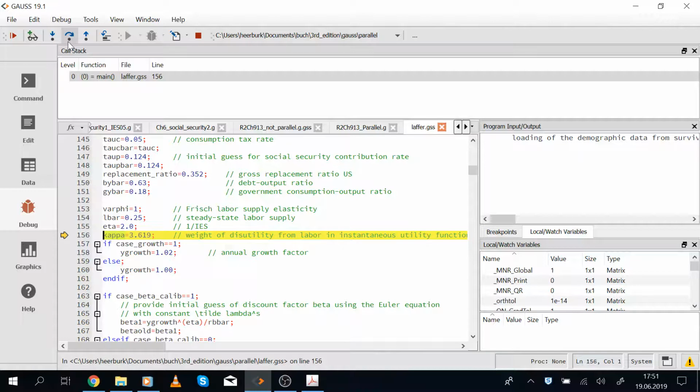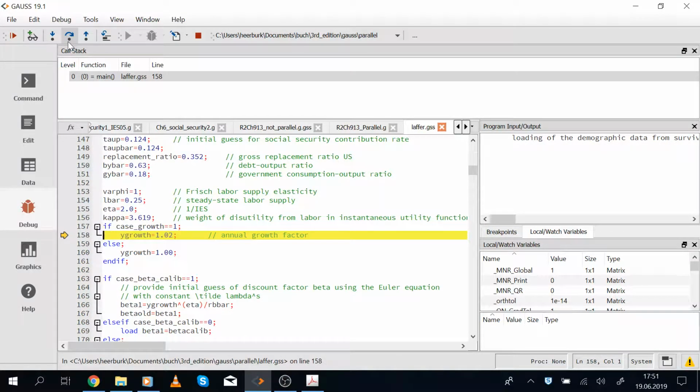And we use the preference parameter kappa 3.619 that's also used by Trabant and Ulich, and we will find that this is really a good value, so we will get an average working hours of 30%, which is pretty close to what we would like to find out in our model. And we set the growth rate equal to 2%, so our growth factor is 1.02.